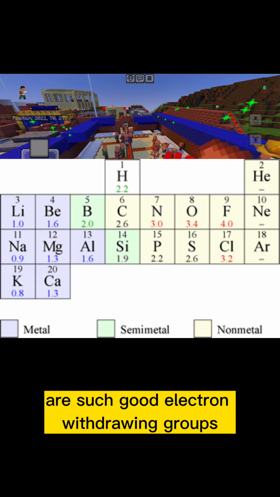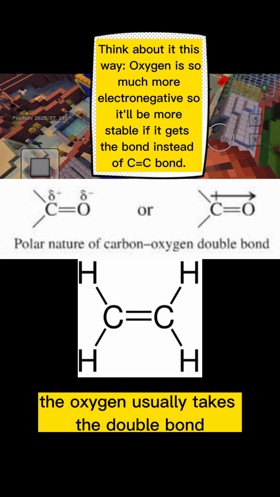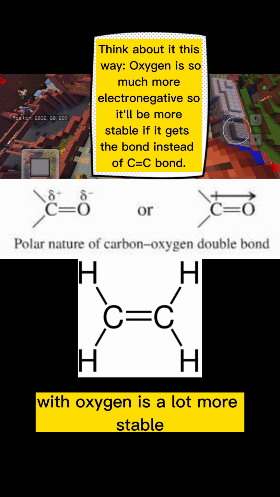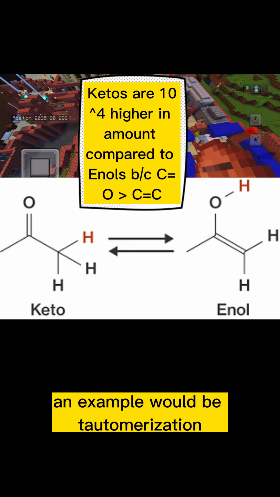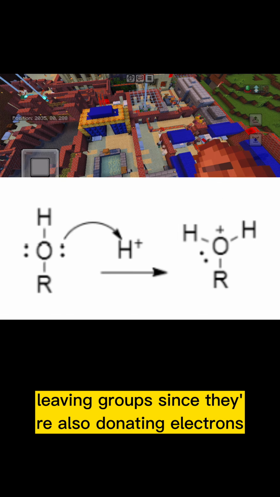And what I would like to mention is that carboxylic acids and ketones and aldehydes are such good electron withdrawing groups because oxygen is extremely electronegative. That means when a double bond is nearby an oxygen, the oxygen usually takes the double bond, because the double bond with the oxygen is a lot more stable than a carbon-carbon double bond. An example would be tautomerization between ketones and enols. They can also be protonated to become better leaving groups. Since they are so dense in electrons, they often serve as a base.